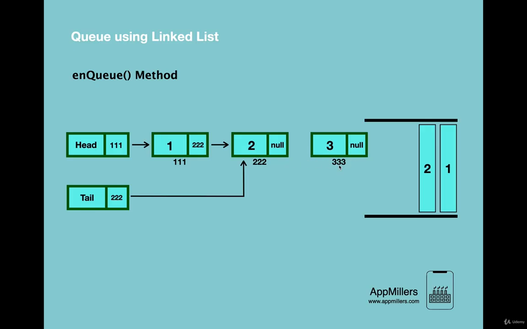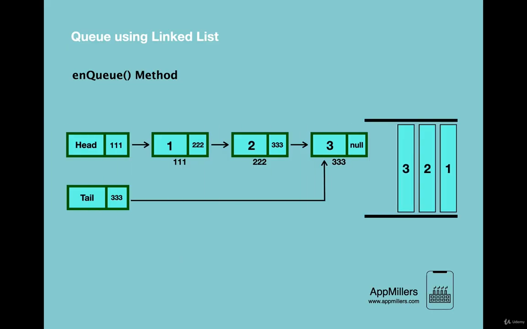We know that the physical location of this newly created node is 333. So we will set the next reference of the last node to 333. By doing so, we are creating a link between the last node and this node. Then we need to create a link between tail and this newly created node. In this case, we will set the tail reference to 333. This will create a link between tail and this newly created node, and the link between tail and the last node gets destroyed. Then this element is added at the end of the queue.